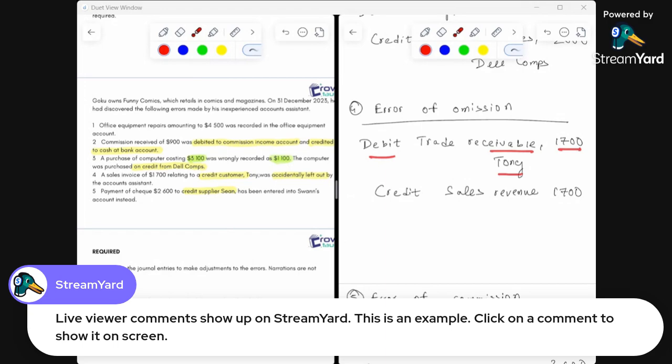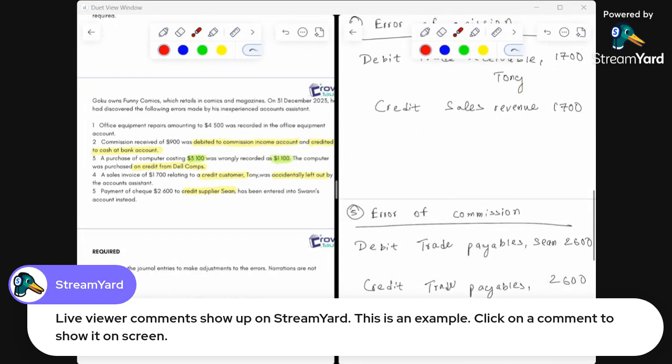And at the same time, we have made some sales, which is revenue that we have earned. And if you recall our discussion for error number 2, we said that every time you have income and revenue that you have earned, you always credit it. So we will credit the sales revenue by $1,700. Okay? So debit the trade receivables, specifically the account of Tony, by 1,700, and credit the sales revenue by 1,700. Okay?